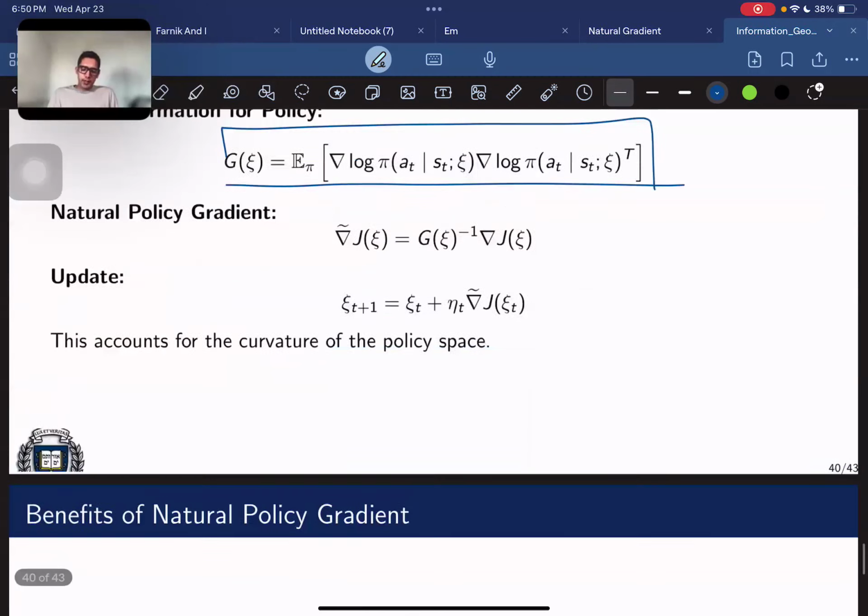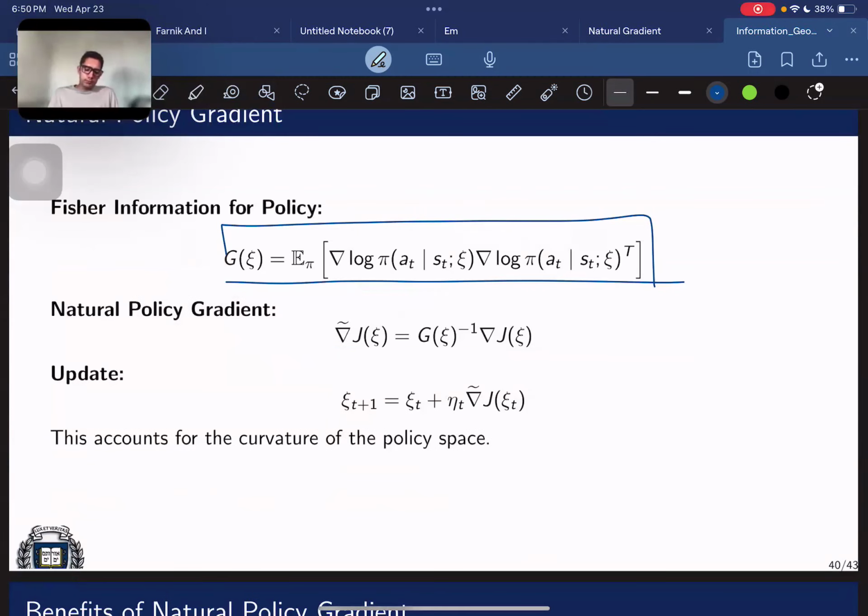Yes, and also something very important, because the induced distance of the metric is independent of parameterization. If you want to use a neural network for your policy, which is usually done with the deep Q networks and everything, you are using parameterization of your policy.